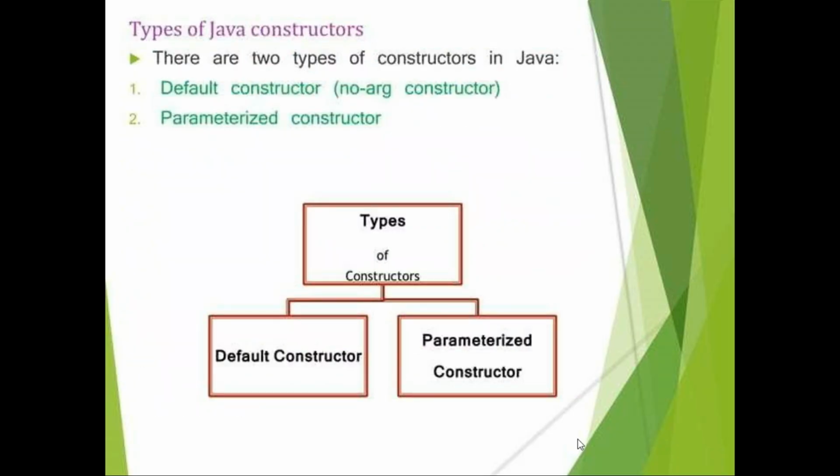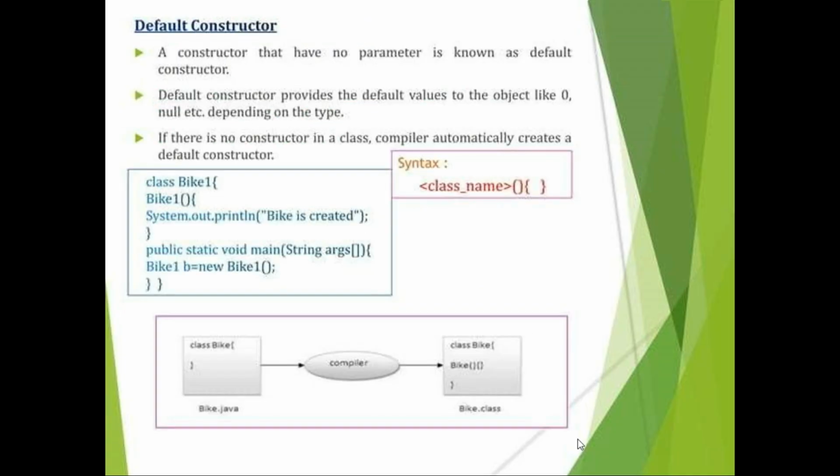Then we are going to see what the types of constructors are. Initially, we have two types of constructor: one is the default constructor and the other is the parameterized constructor. The default constructor is also called a no-argument constructor. The parameterized constructor is also called an argumented constructor. First, we will see the default constructor.